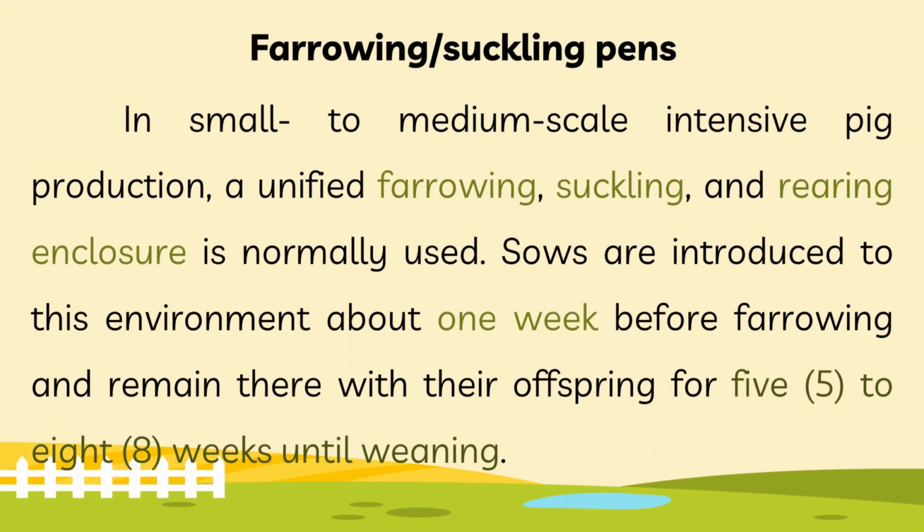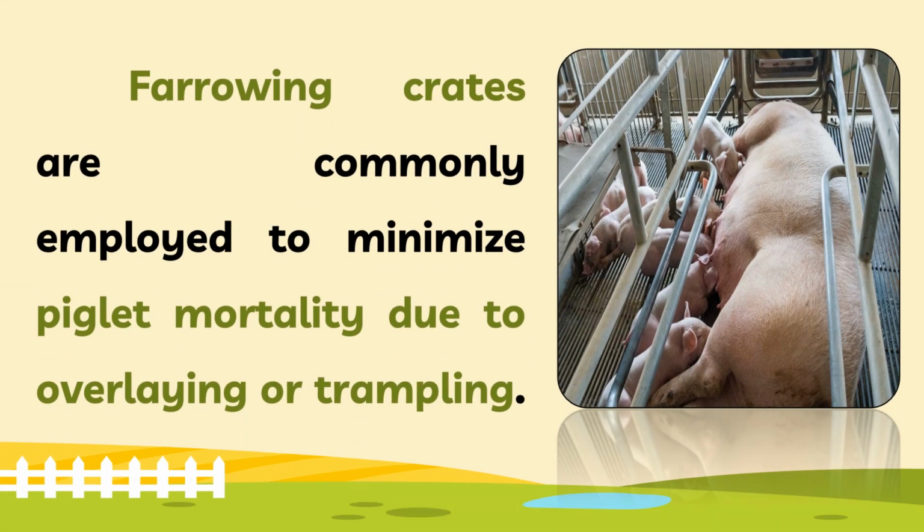Farrowing suckling pens. In small to medium-scale intensive pig production, a unified farrowing, suckling, and rearing enclosure is normally used. Sows are introduced to this environment about 1 week before farrowing and remain there with their offspring for 5 to 8 weeks until weaning. Farrowing crates are commonly employed to minimize piglet mortality due to overlaying or trampling.